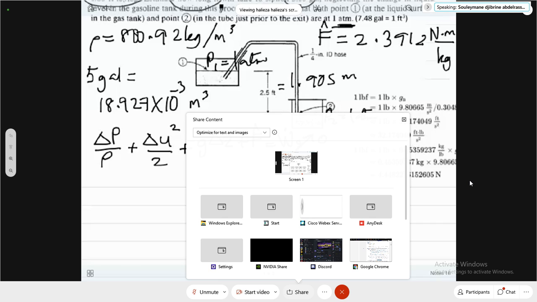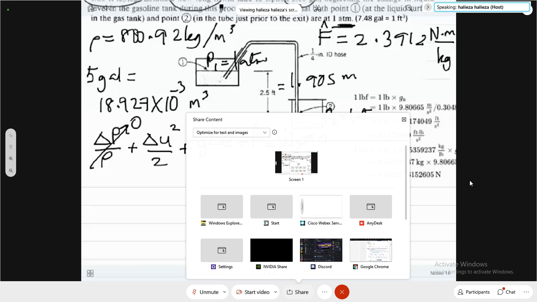Same. P1 equals P2. Why? Because P1 is on the surface of the liquid, at a pressure of 1 atm. P2, which is just at the outlet of the pipe, is also at 1 atm. So there's no pressure difference. P2 minus P1 equals 0, because both of them are at the same pressure.